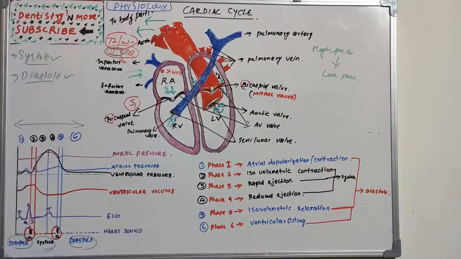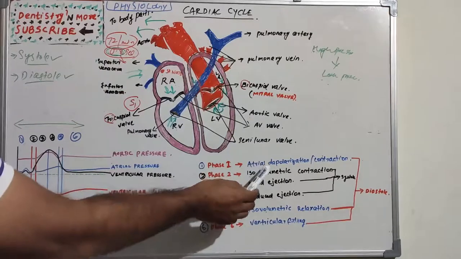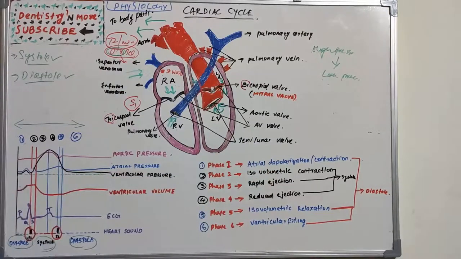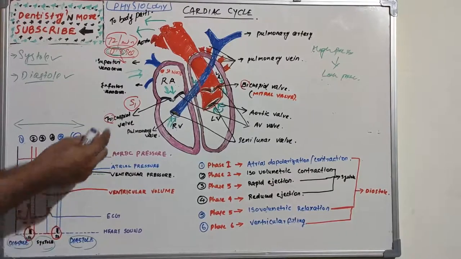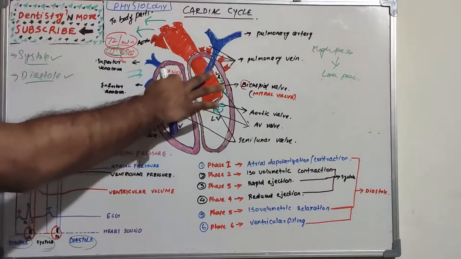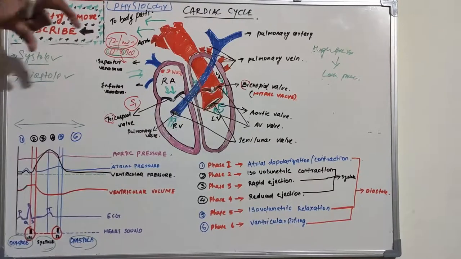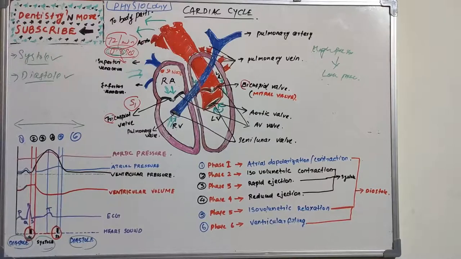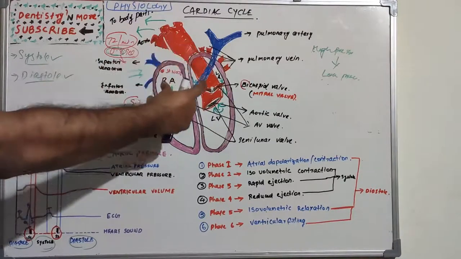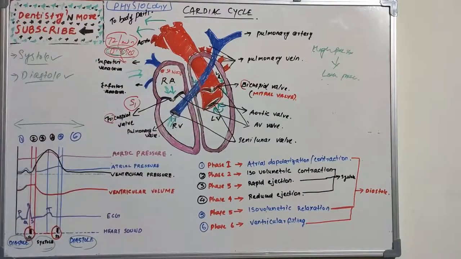So when the SA node activates, the first change is atrial depolarization. So during this phase, what happens? There is a passive flow of blood from atrium to ventricle, because the atrium is not very much contracted, but it has started contracting. So blood flows passively from atrium to ventricle. There is not much change, but ventricular volume has just started increasing. The atrial pressure is also not increased, it has just started with the SA node activation.